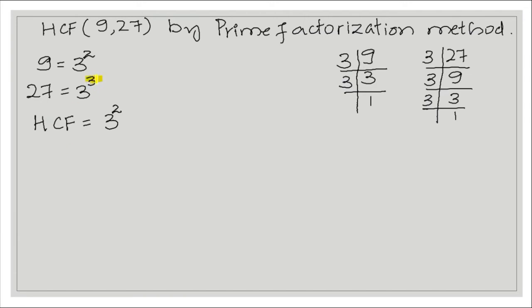Observe here 3 and 2. Which one is lowest? Lowest is 2. Therefore, the highest common factor of these two numbers will be 9. Hope you must have understood it now.